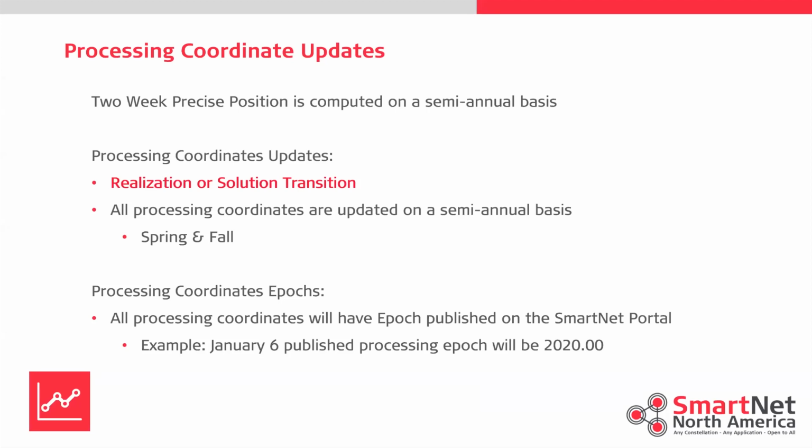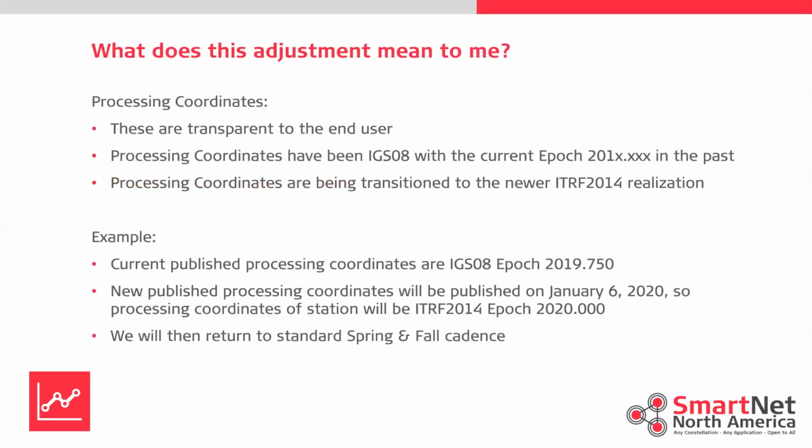So all processing coordinates have an epoch that is published on the SmartNet portal. For example, right now the epoch is 2019.750, but we'll be moving to ITRF 2014 with the epoch of 2020. Now, at the end of the day, these are transparent to you as the end user. You do not see these. When we change these, they do not affect you immediately in the field. They're not immediately reflected to you if you're a traditional RTK survey, construction, or GIS type application.